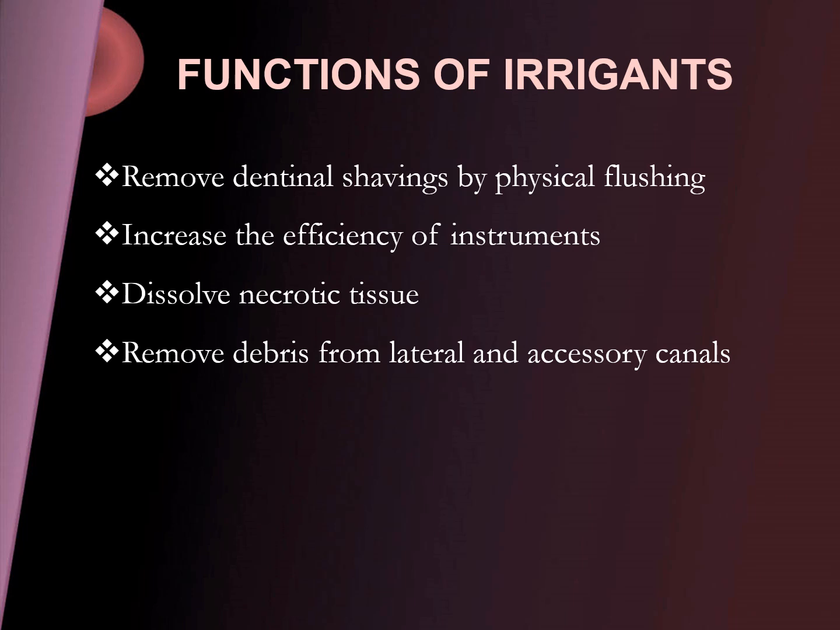Now let's look at the functions of root canal irrigants. Irrigants perform both physical and biologic functions. The dentin shavings formed during root canal instrumentation get removed from root canals by the physical flushing action of irrigants. Thus, they do not get packed at the apex of the root canal, thereby preventing canal blockage and loss of working length. Root canal irrigants increase the efficiency of instruments.